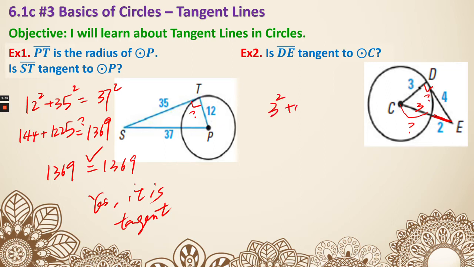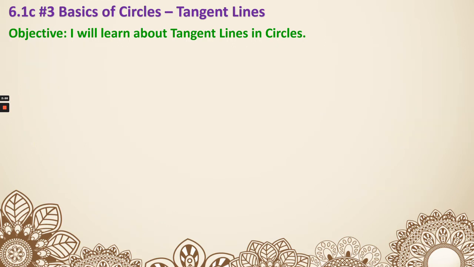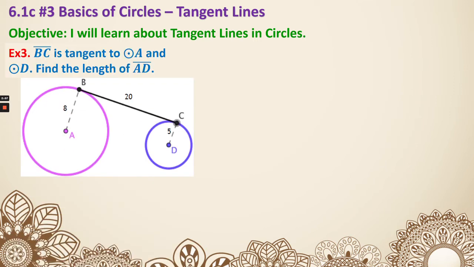3 squared plus 4 squared, that's the shorter sides, and we're trying to see if it equals the whole thing together, which is 5 squared. That's 9 plus 16 on the left side. The right side is 25, the left side is 25, and it does equal the right, which means yes, it is tangent. That's example 2.